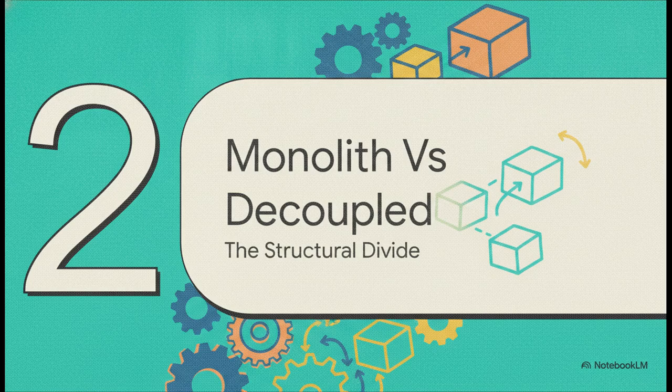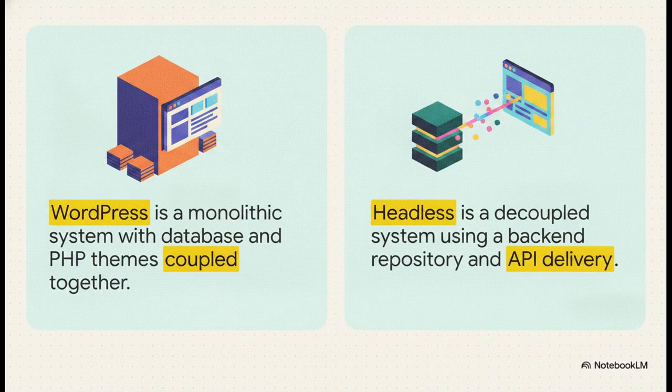Moving on to section 2, monolith versus decoupled architecture, the structural divide. So the core difference here is completely structural. On one hand, we have WordPress, which is a monolithic or coupled system. I mean, it powers roughly 43% of the internet simply because it tightly couples your content database and your visual presentation. The backend and front end live in the exact same place.